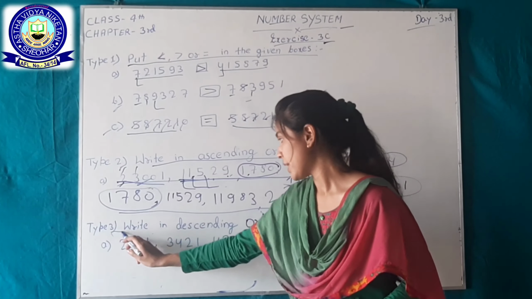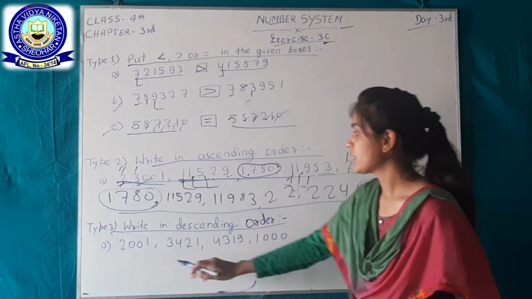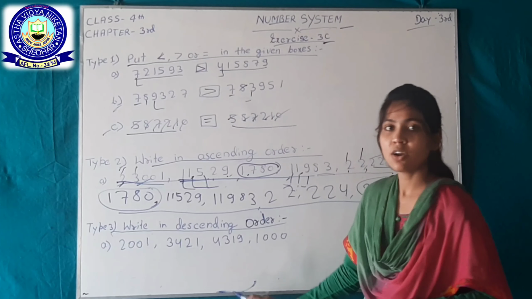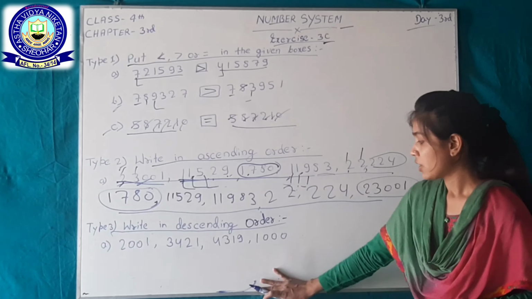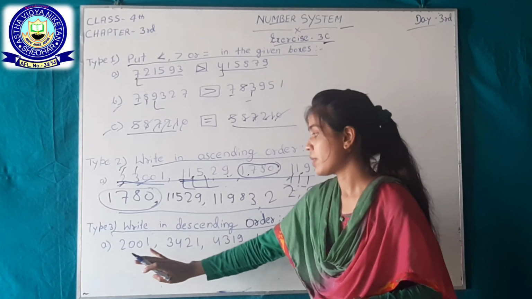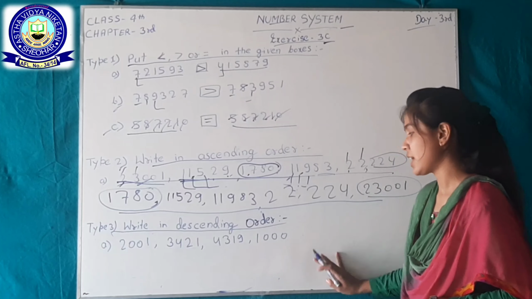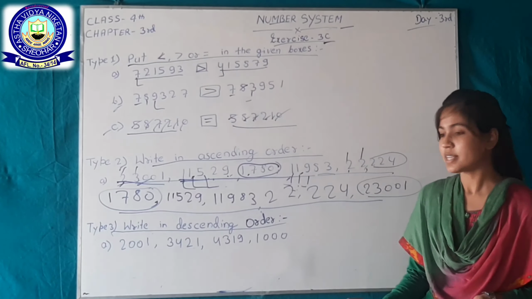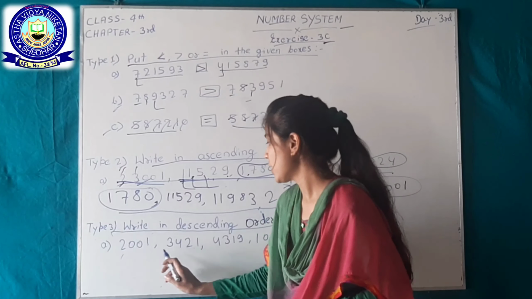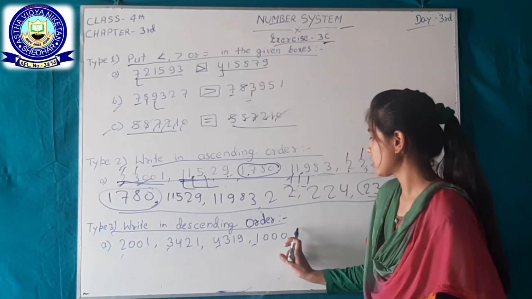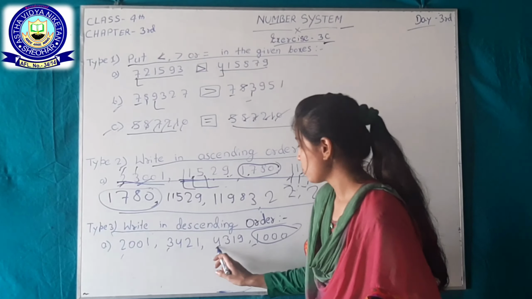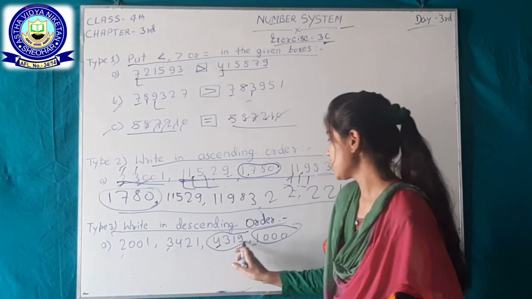Your next type, write in descending order. You have to write these numbers in descending order. First of all, in descending order you have to write the largest number first and the smallest number last. Which one is the smallest number and which one is the largest number? Here is 2, here is 3, here is 4 and here is 1. This one is the smallest number of this given series. Here is 4, so this one is the largest number of this given series.